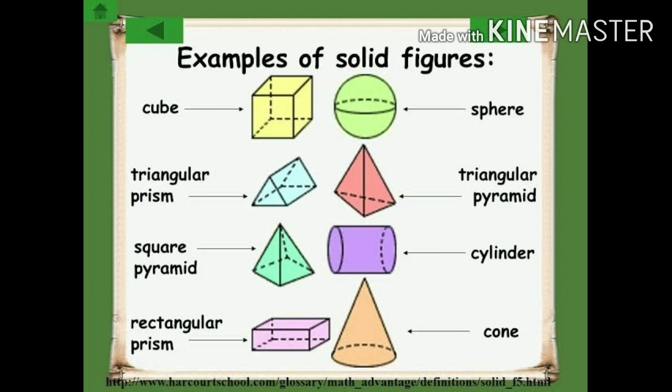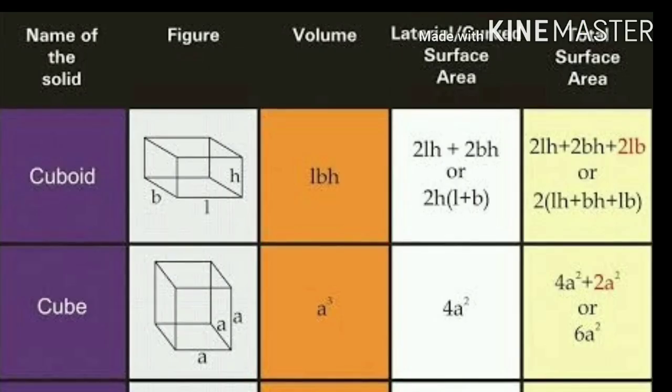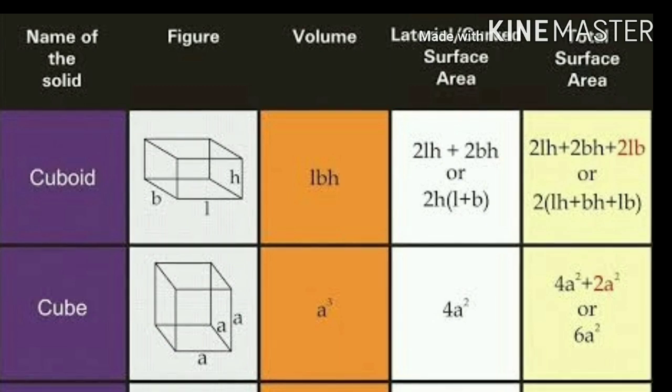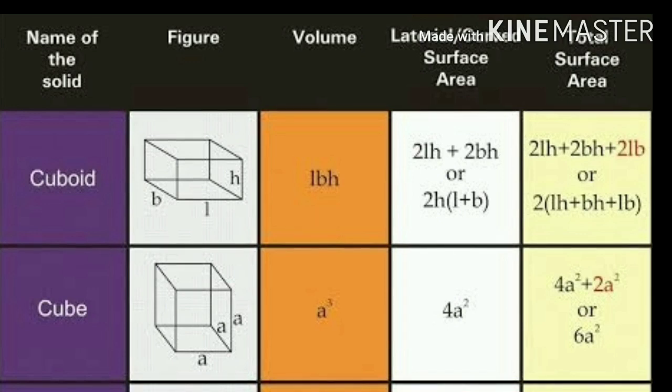Coming back to your 8th standard solid figures, you have learned about cube and cuboid. We have the formulas for this cube and cuboid. Any solid figure will have three important formulas, that is lateral surface area or LSA, total surface area or TSA and its volume. As they are solid figures which are three-dimensional, they will have three important formulas to be remembered.